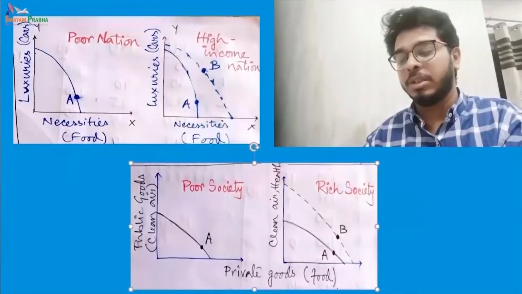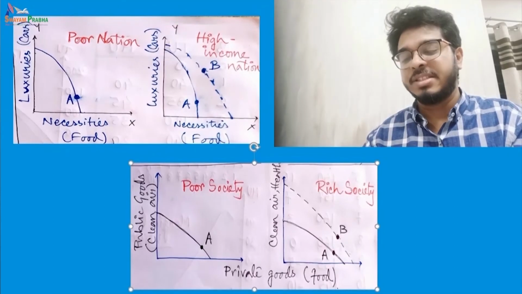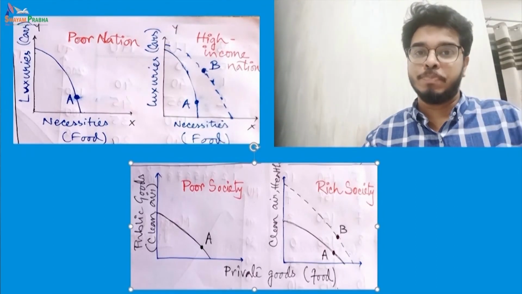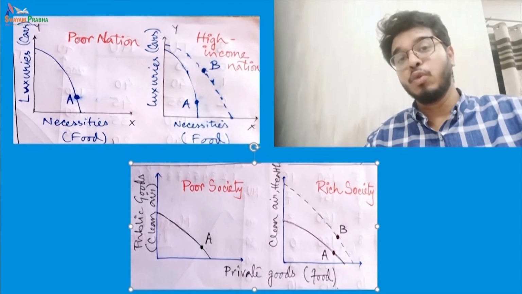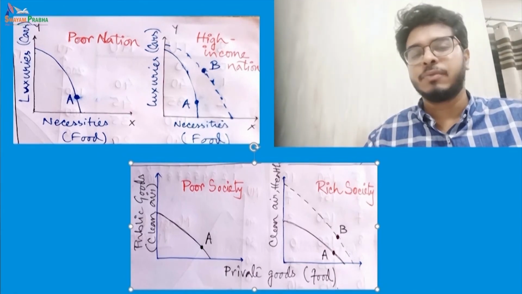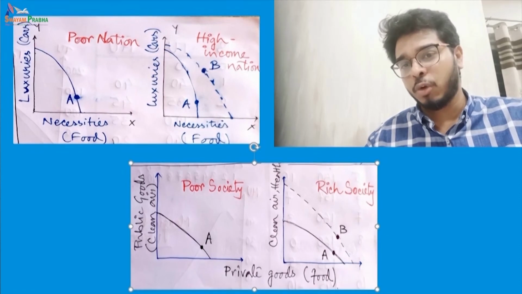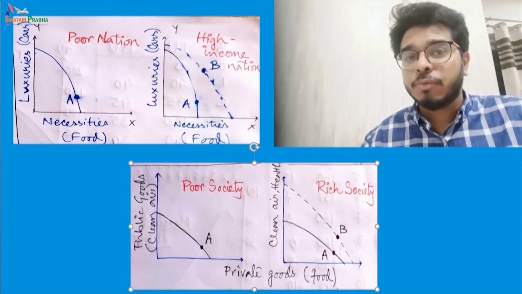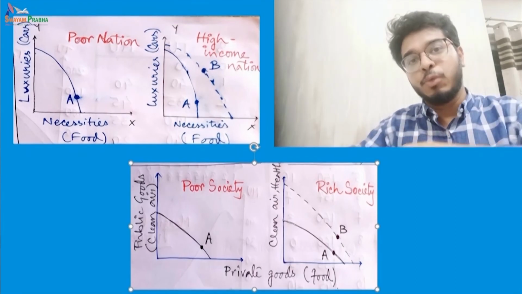Almost a similar thing we observe, but in a slightly different way. As I said, it depends upon where the choices are, where you have the comparative advantage. Now, in a poor society we see private goods which you need to pay for, like say food, education, health, if it's not given free of cost. Food of course is not free of cost, so let's take the example of food.